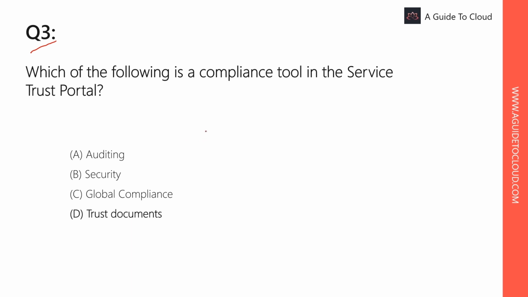Let's look at the third question. Which of the following is a compliance tool in Service Trust Portal? You're looking at a compliance tool. That's the keyword. Is it auditing? That's not a tool available under Service Trust Portal. Is it security? Security is something we want, but that's not a tool available under STP. Is it global compliance? Global compliance is available in the Compliance Manager. Is it trust document? Absolutely right. The trust document is the compliance tool in the Service Trust Portal. So the answer is D.